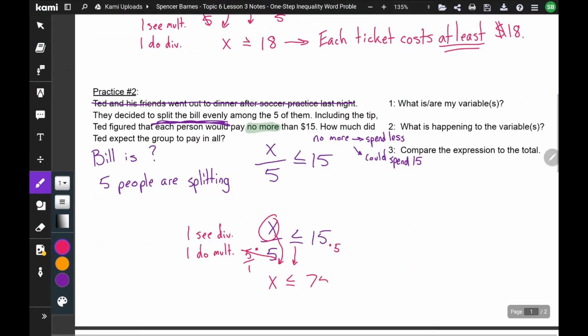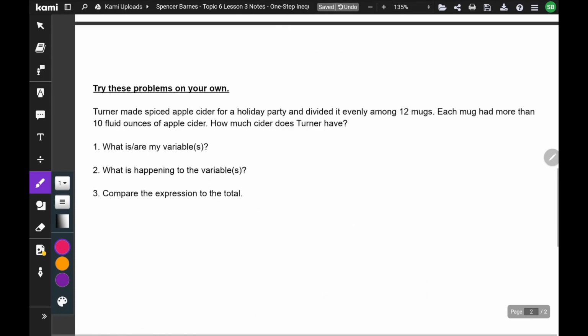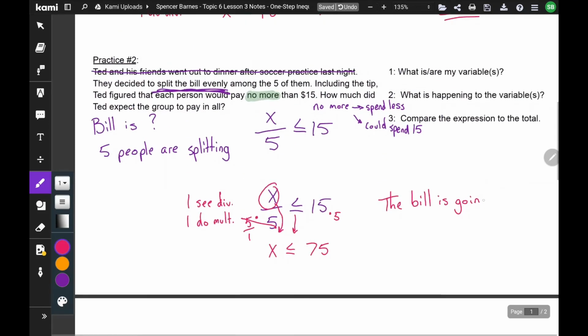So I get 75. So again, what does this mean? That the bill, x, is the bill. The bill is going to be, whoa, sorry about that. The bill is going to be less than or equal to $75 for all 5 of them.